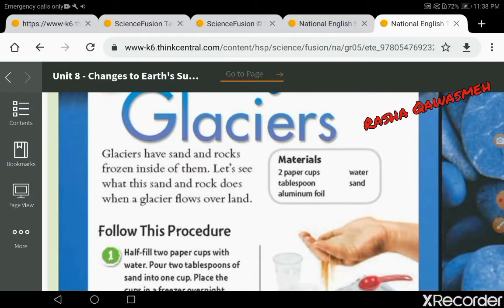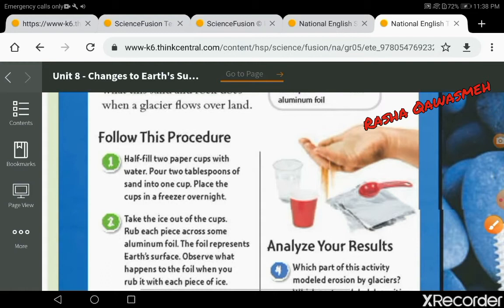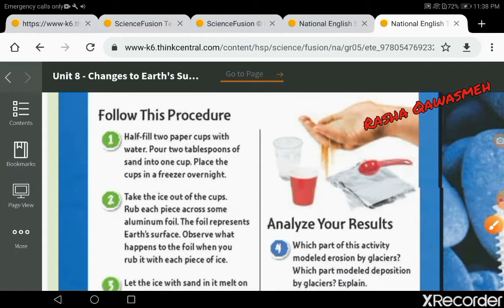Glaciers have sand, rocks frozen inside of them. Let's see what this sand and rock does when glacier flows over land. The materials needed: we need 2 paper cups, teaspoon or tablespoon, aluminum foil, we need water, and we need sand. You can do it if you like. If you don't like, it's fine.